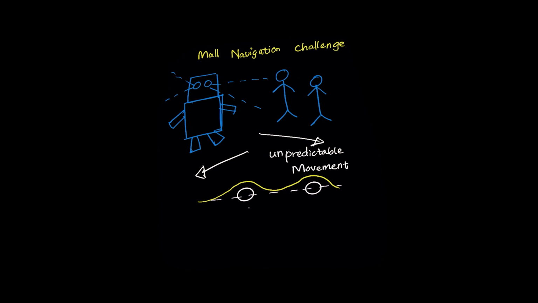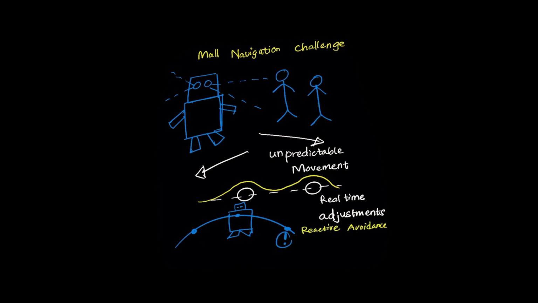Static planning would require constant replanning as shoppers move. Offline optimization can't handle real-time changes, and deterministic scheduling assumes predictable patterns that don't exist in malls. Reactive avoidance provides the immediate response needed for safe navigation, while still progressing toward delivery goals through dynamic adjustment.